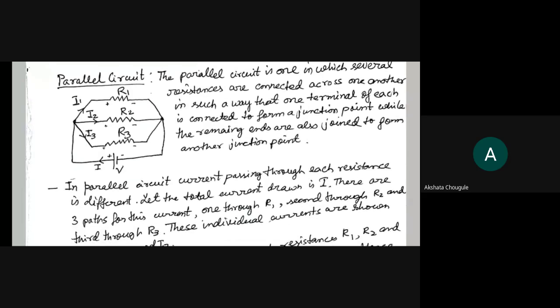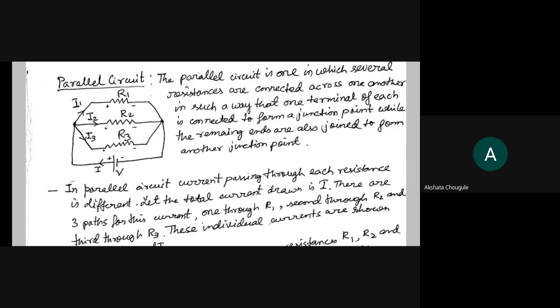Moving on, in a parallel circuit, the current passing through each resistance is different. Suppose in this circuit the total current is I. See here, the current is dividing in the parallel paths. I1 goes through R1, I2 through R2, and I3 through R3.